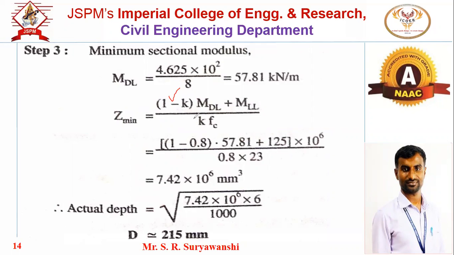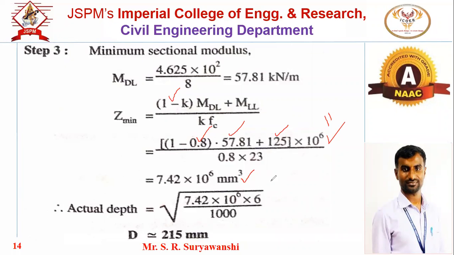So 1 minus the loss ratio, it is 0.8. This is the moment due to the dead load. This is 125, the moment due to the live load. Okay, so this is in kilonewton meter, so convert it into Newton mm. That's why multiply with 10 to the power 6, divided by the loss ratio 0.8 and the concrete grade at transfer, which is 23. It is given. So Z minimum value we are getting as 7.42 into 10 to the power 6 mm cube.